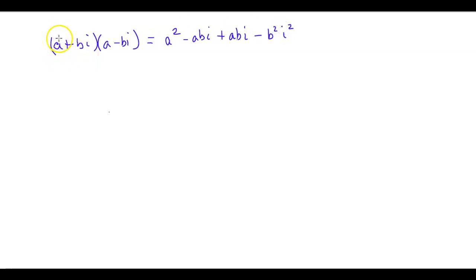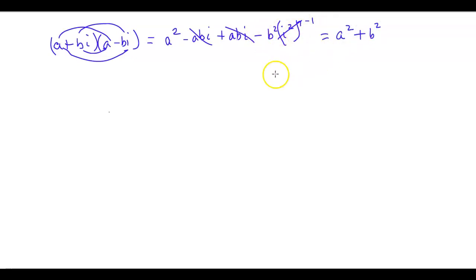Okay, so we're just doing first, outside, inside, and last of the FOIL method. Notice that these two terms here cancel to 0. And also remember from learning about complex numbers that i squared is equal to -1. So all that you see here would be a -1. And of course, a negative times a negative would give you a positive here. And then of course, we have a squared.